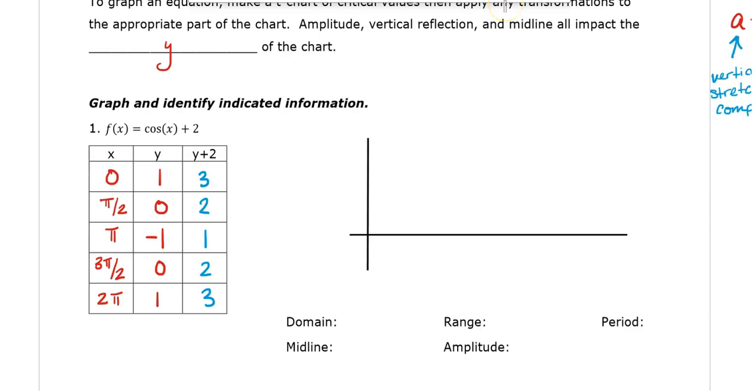So what I'm going to want to do is graph these x values and these y values. The ones in the middle are my old ones. Those are not the new ones. Those are the ones before I've applied the transformation of the plus 2. So now I'm going to label my x-axis. I have pi over 2, pi, 3 pi over 2, and 2 pi. And then on the y-axis, I don't need negative 1 anymore. I just need 1, 2, and 3. So 1, 2, 3.